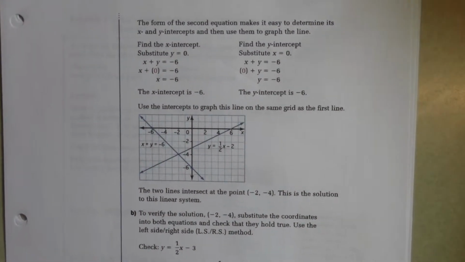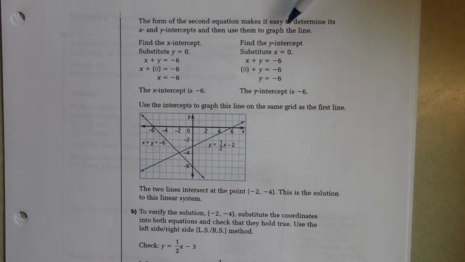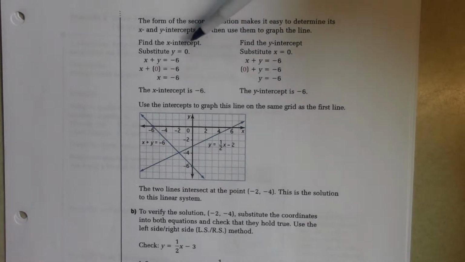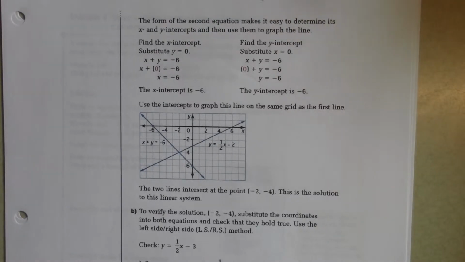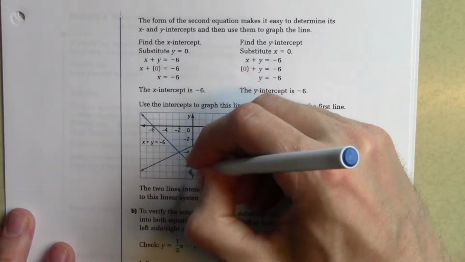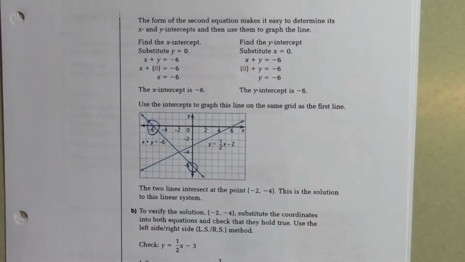The form of the second equation makes it easy to determine its x and y intercepts, and we use them to graph the line. So rather than converting to y-intercept form, which I probably would have done, to be honest, they actually just used the x and y intercepts, substituting a value of 0 for y to solve for x, and 0 for x to solve for y, and they got these 2 points here, here and here, okay?